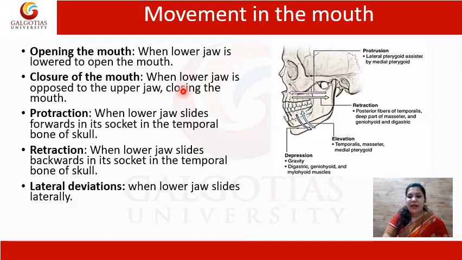It is called depression. Then closure of the mouth is called elevation, when both jaw bones come close to each other. Protraction is when the lower jaw slides forward in its socket, and retraction is when the lower jaw slides backward in its socket. Side by side movement is called lateral deviation.